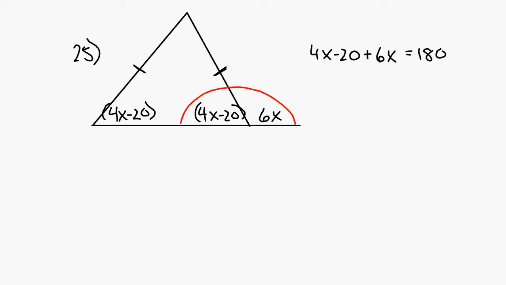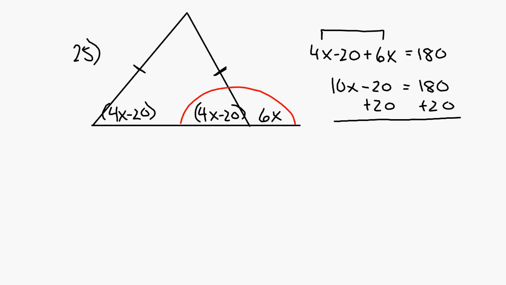So you can combine like terms. So 10x minus 20 equals 180. And you can add 20 to each side. So 10x equals 200. And then divide by 10, and x equals 20. And all you had to do is find the value of x. There you go.